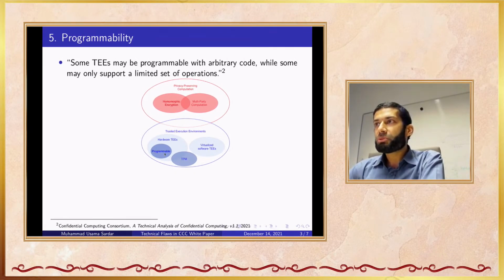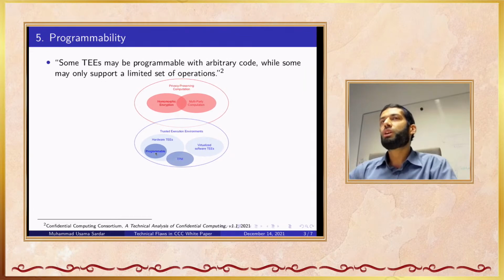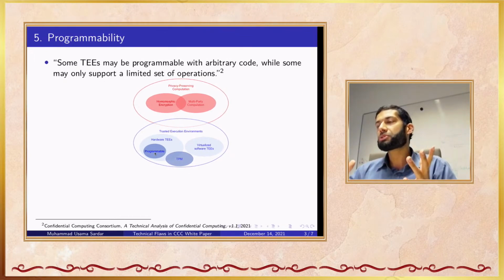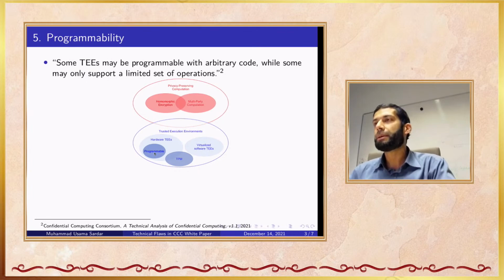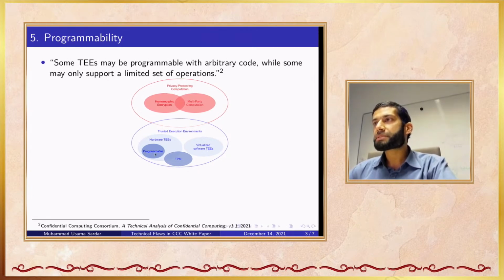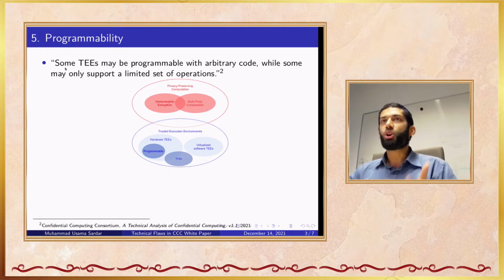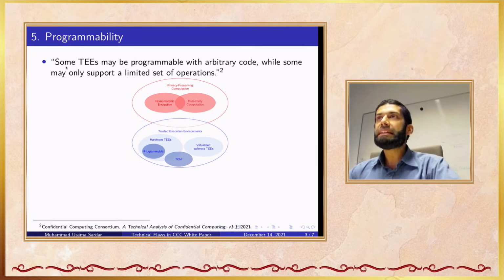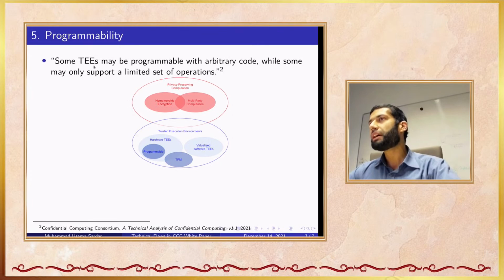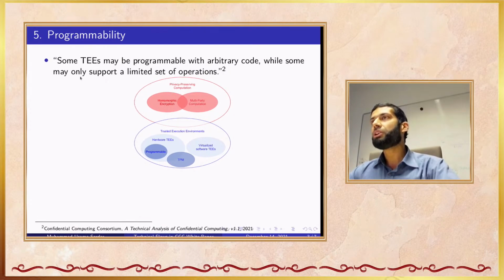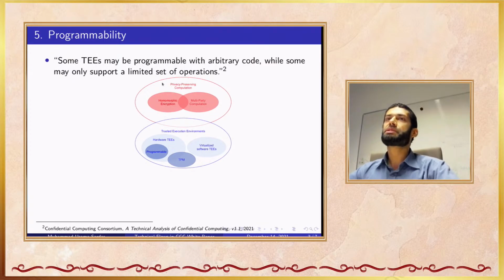So now we proceed with the new part, the 4th episode, which is talking about programmability. Here in the diagram, you see this part, programmable. So one of the 2 definitions by the consortium, which actually contradict, was based on this programmability. And how they describe programmability is that some trusted execution environments may be programmable with arbitrary code, while some may only support a limited set of operations.